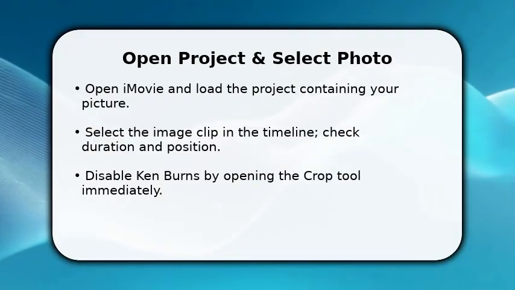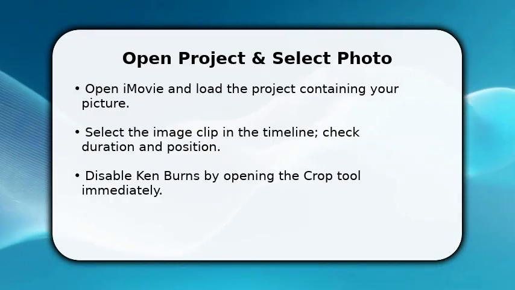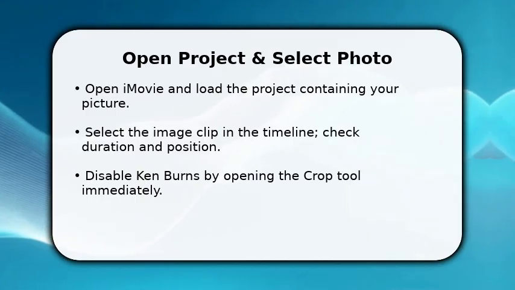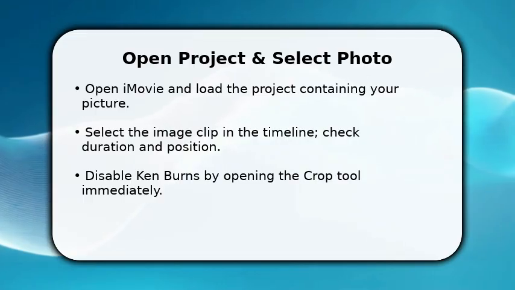You start by opening your iMovie project and locating the picture clip in the timeline. This gets you straight into editing. Once selected, tap the crop button so you can access framing options. This is where the zoom originates.